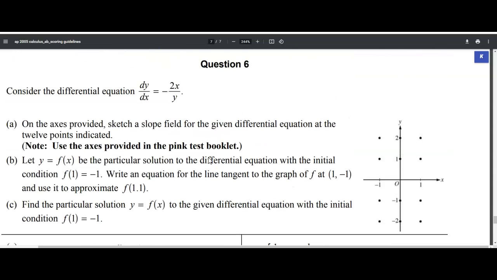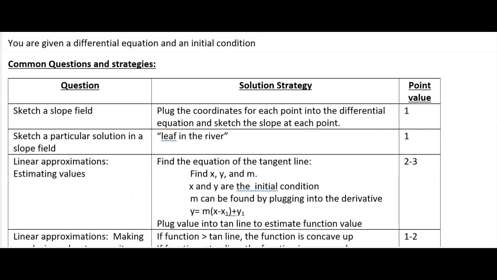Let's go ahead and take a look at part B. Well, actually, let's not. Let's back up a little bit. Let's look at a different type of question here. Sketch a particular solution in a slope field. Now, for this one, my strategy suggested to you is leaf in a river. And I'll explain what I mean by that in a minute. But typically, these questions are only worth 1 point. So let's take a look at a problem that's like that.